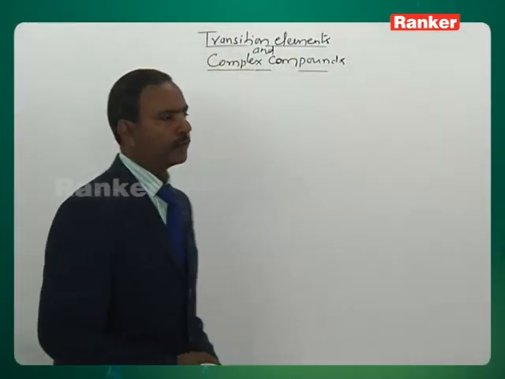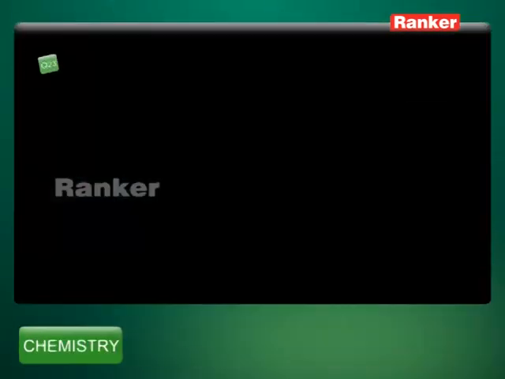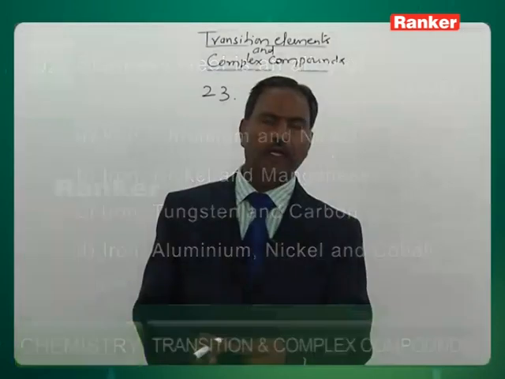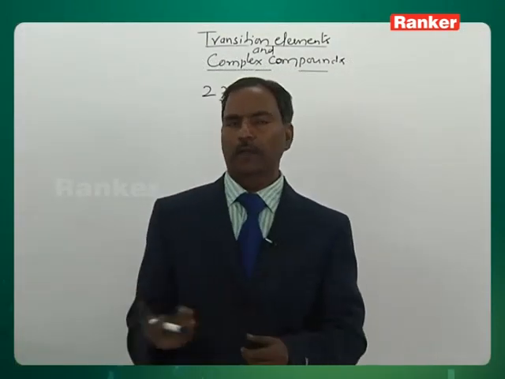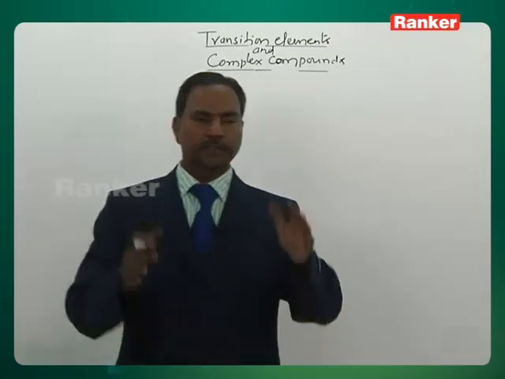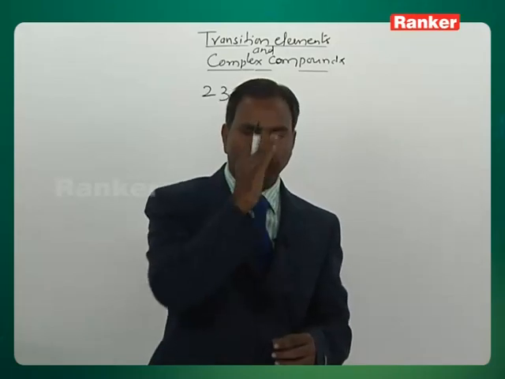Question number 23. Stainless steel is an alloy of... See, there are different types of alloys, but you have to remember some of the important alloys: stainless steel, aluminium bronze, German silver, brass and bronze. At least 10-15 you have to remember, otherwise you cannot answer this type of question.